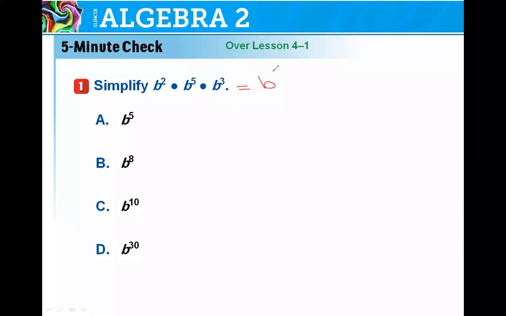Right, b, and add the powers as Muhammad said. So 2 plus 5 plus 3 will be power 10, as Muhammad said. It's letter C. So the answer is letter C for this problem. Thanks, Muhammad. I'm going to the next.